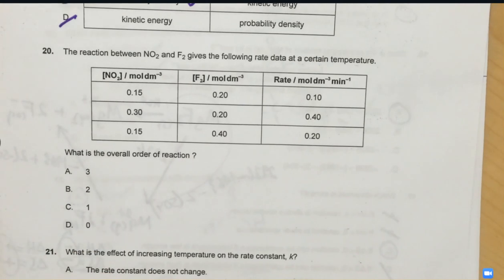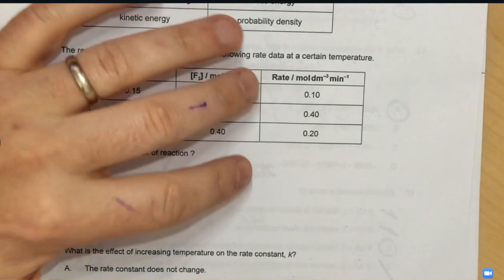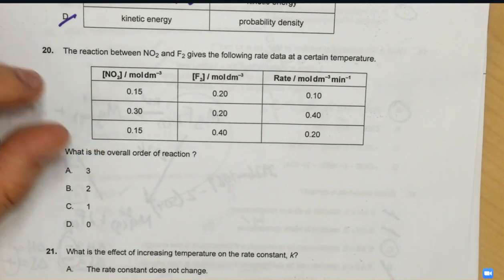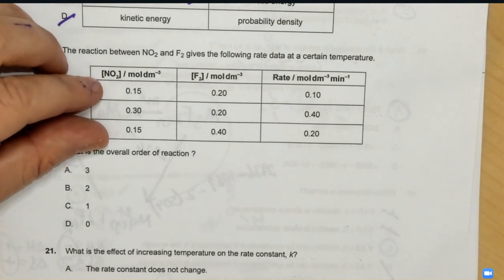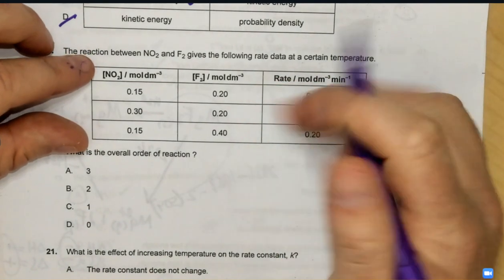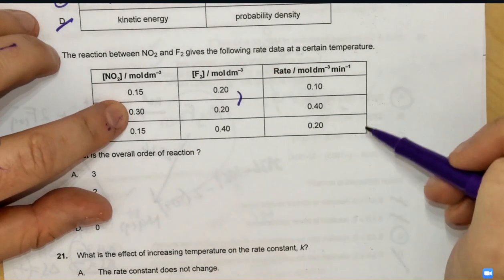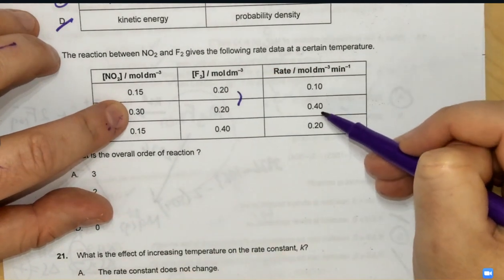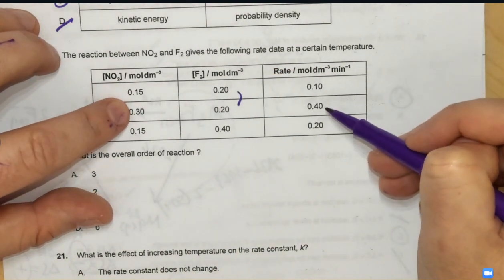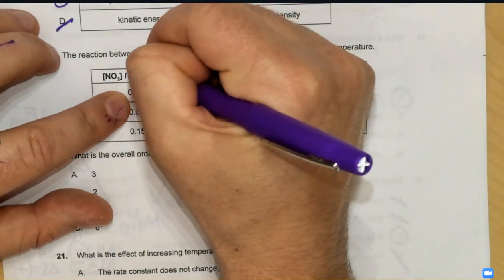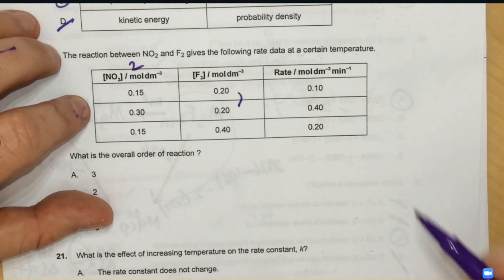The reaction between NO2 and F2 gives the following data. What is the overall order? So this is the initial rate method. I have to find two rows where the concentration remains the same for one, but changes for the other. So I'll start with NO2. I see these first two rows, F2 stays constant. I double the concentration and I quadruple the rate. If doubling the concentration quadruples the rate, then it would be second order with respect to NO2.